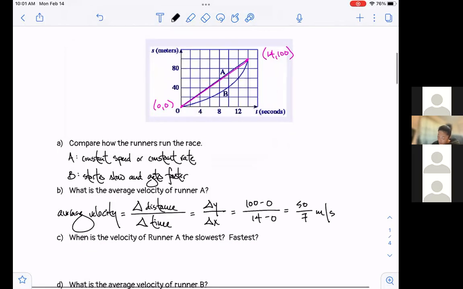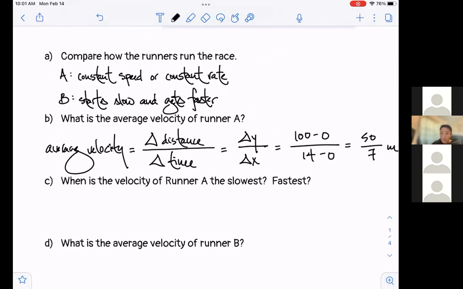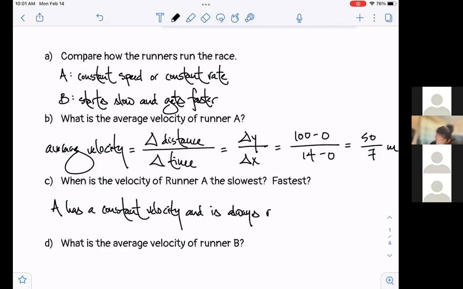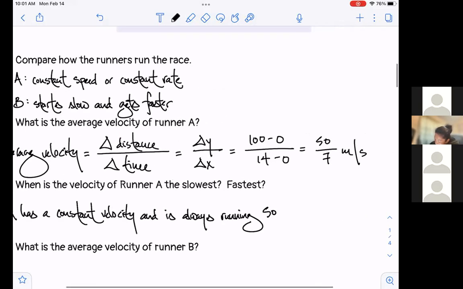And so if someone is saying, what is the velocity? When is it the slowest? When is it the fastest? We can simply say that A has a constant velocity, right? A has a constant velocity and is always running 50 over 7 meters per second.